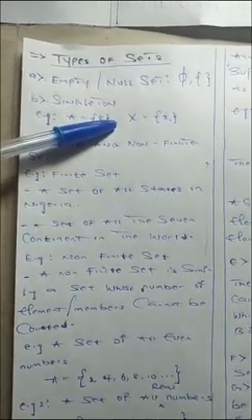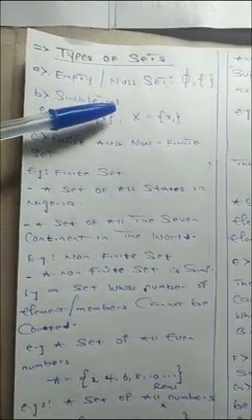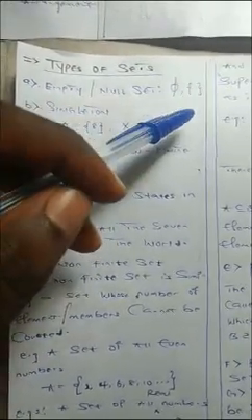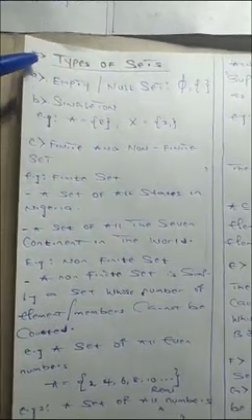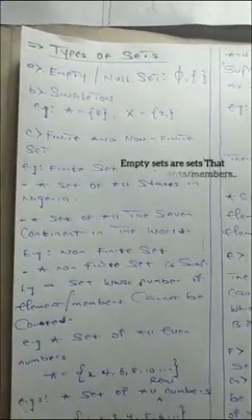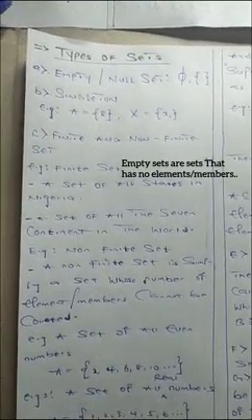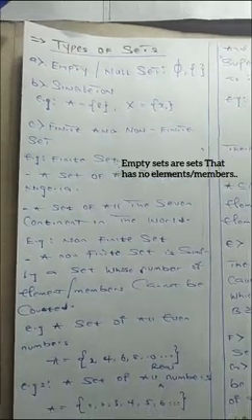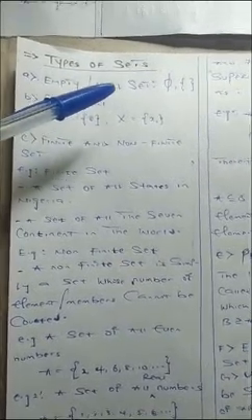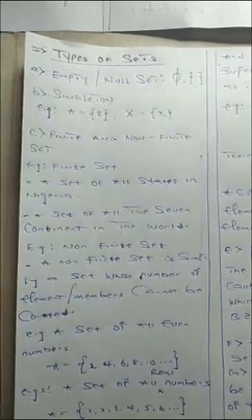We have the empty/null set. Now the empty/null set can be denoted by phi or an empty curly bracket. Now what is an empty set? Empty sets are sets that have no elements in them. Just like the name sounds, empty or null. When something is null, it means it's empty. It's denoted by phi or an empty curly bracket.